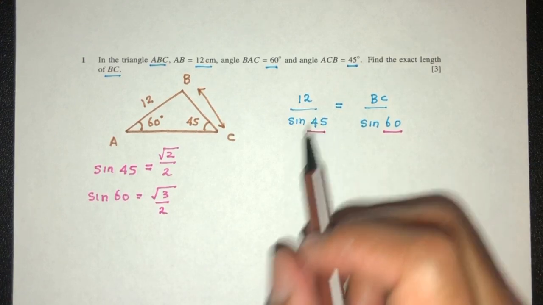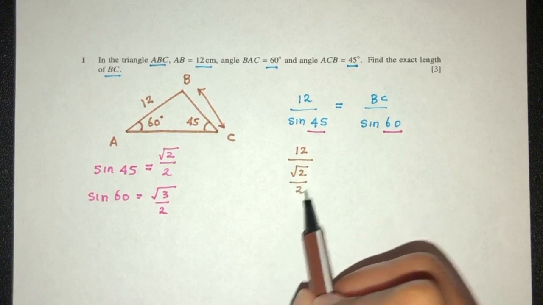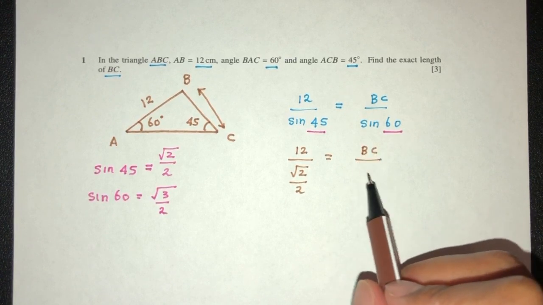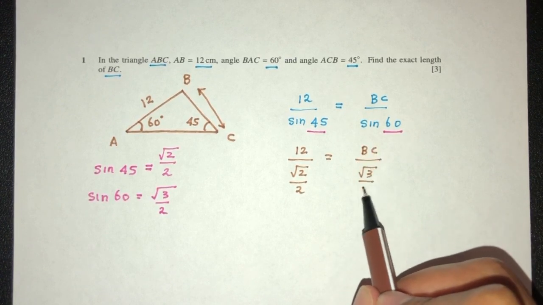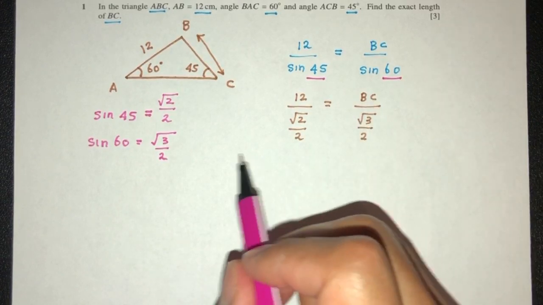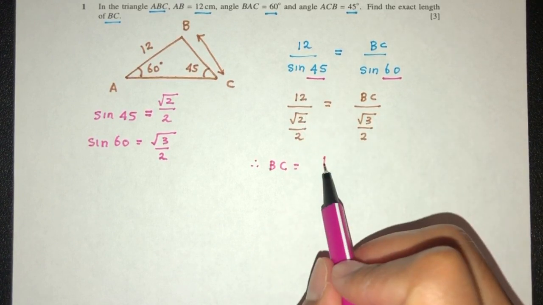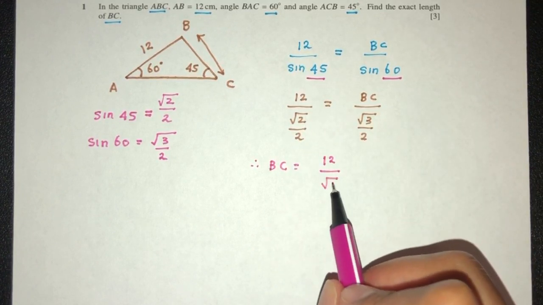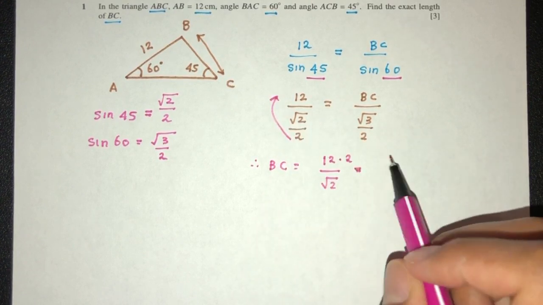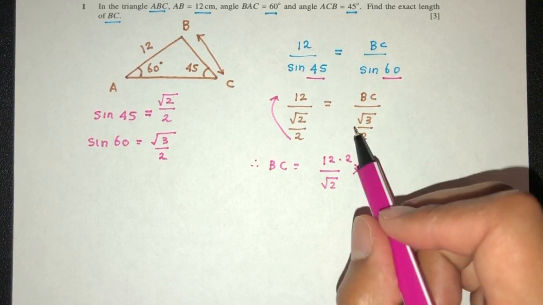Now replace back in the main equation. You have 12 over sine 45, which is root 2 over 2, is equal to BC over the value of sine 60, which is root 3 over 2. Now we can simplify. Obviously we have to find BC, so BC will become the subject. Send this over here, it will be 12 root 2. We can send this on top to here, we have to multiply by this value over here.